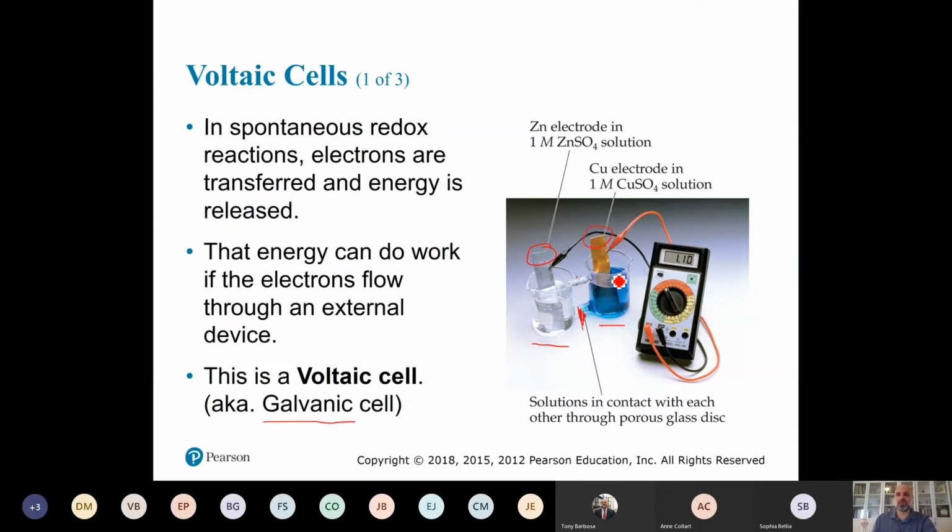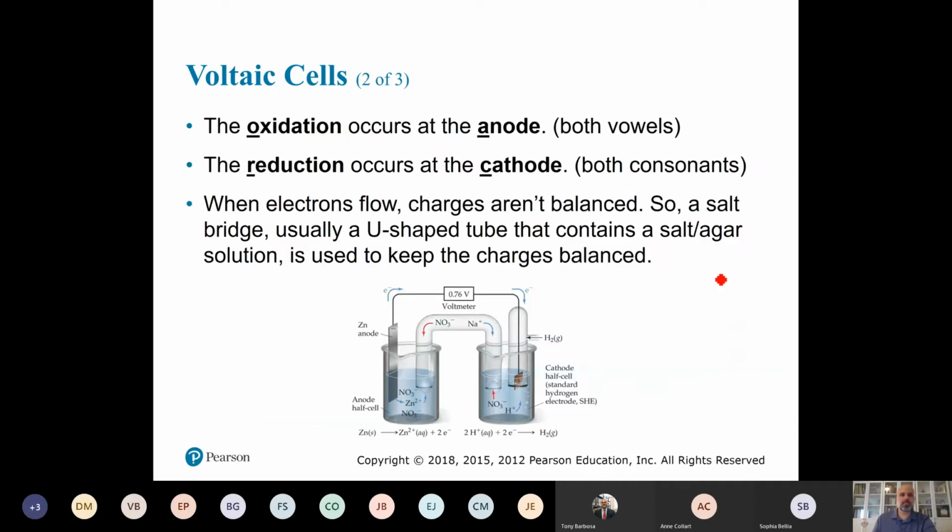So we're going to talk a little bit more about the details of how these work, because you can see here there's an electric current, right? 1.10 volts of electricity is running through from one side to the other here. Okay, so we're talking about voltaic cells.